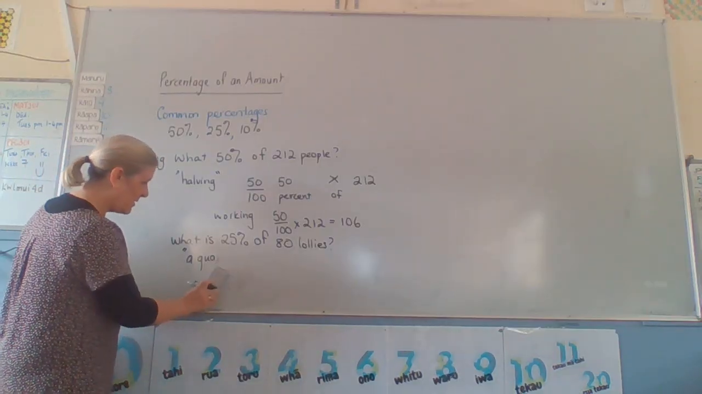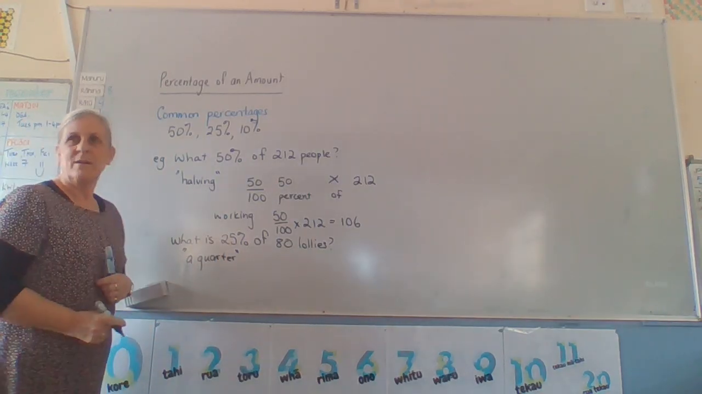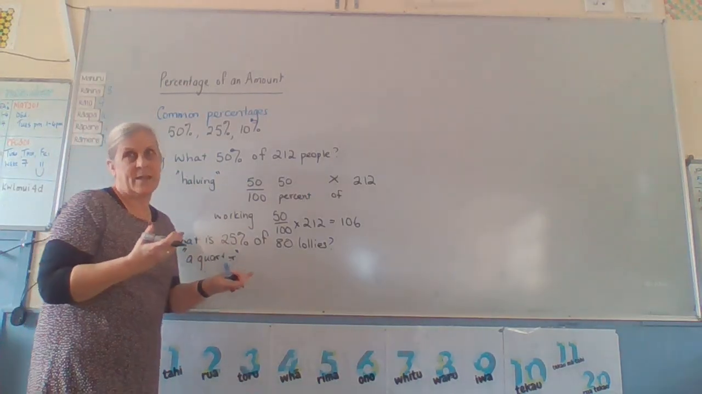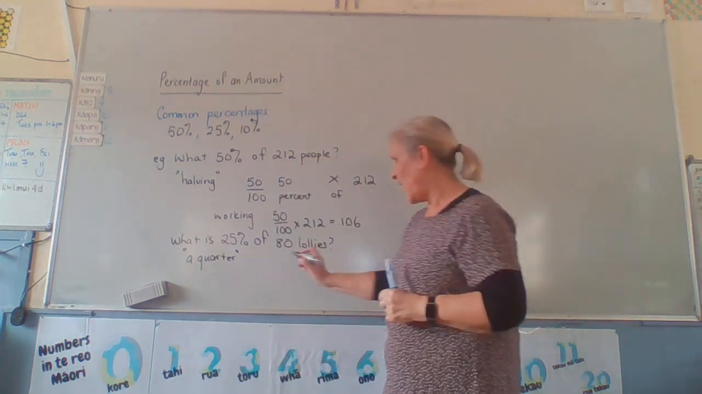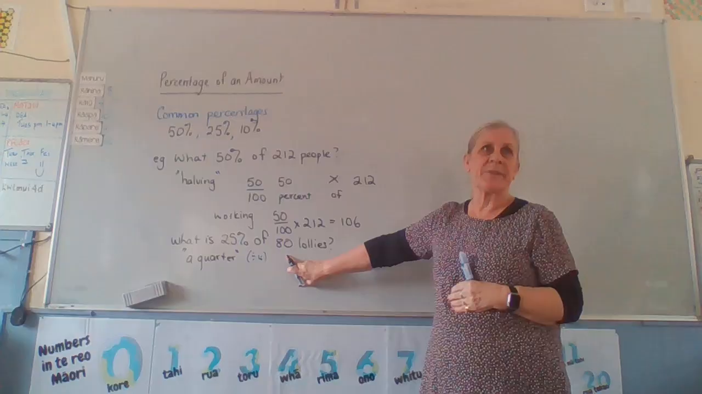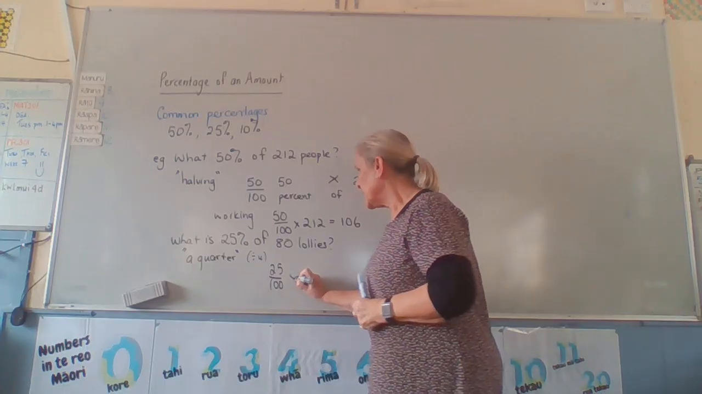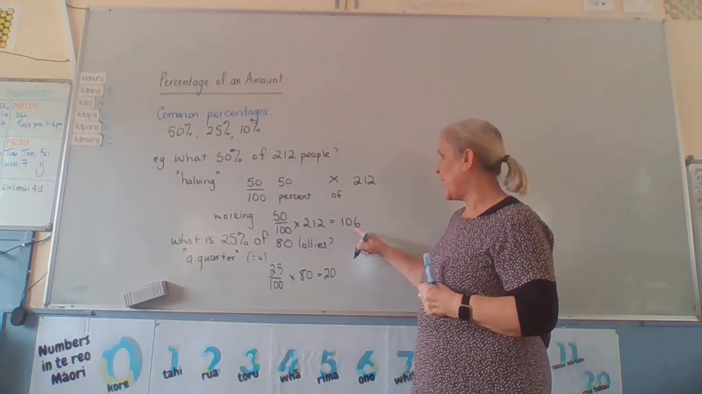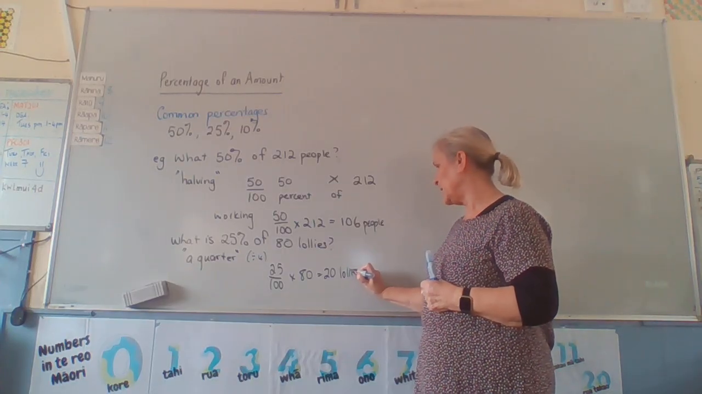A quarter, right? So when we have a quarter, what are we doing? Dividing by 4. So we can see that the answer is 20. All right? We just have to write some working down. So 25 over 100 times 80 equals 20. That's just using our brain. We should say what we found. In this case, it was lollies. Should always have our answer.